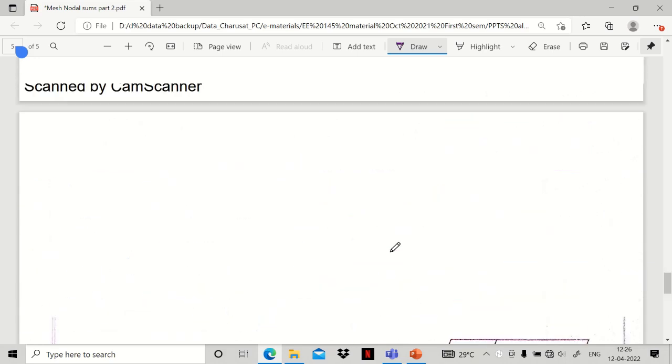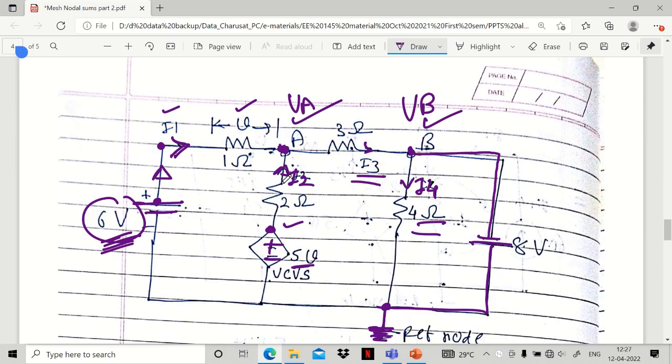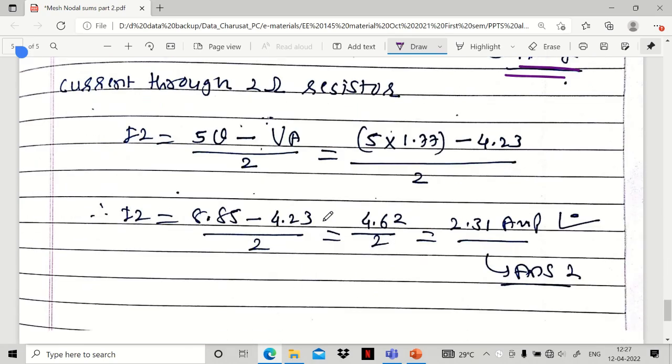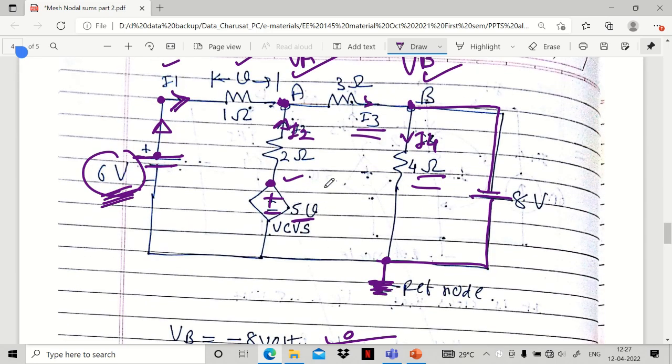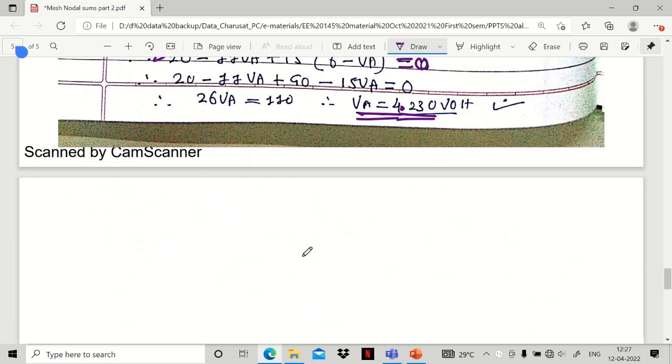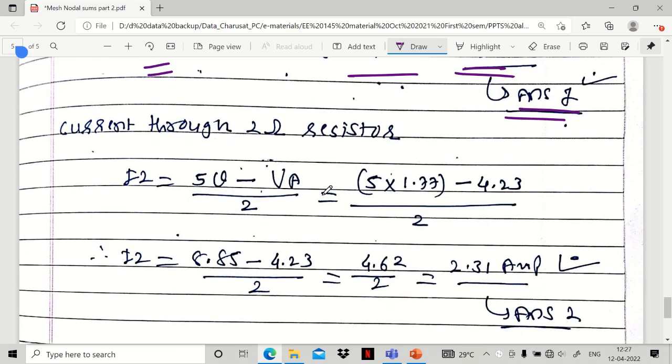And the current through the 2 ohm resistance. Where is the 2 ohm resistance? This one, so I2 is to be found. I2 is phi v minus VA upon 2. Phi into v is 1.77 times phi, minus VA, 4.23, upon 2. So the numerator is 4.62 and I2 is 2.31 ampere. This is the answer number 2.